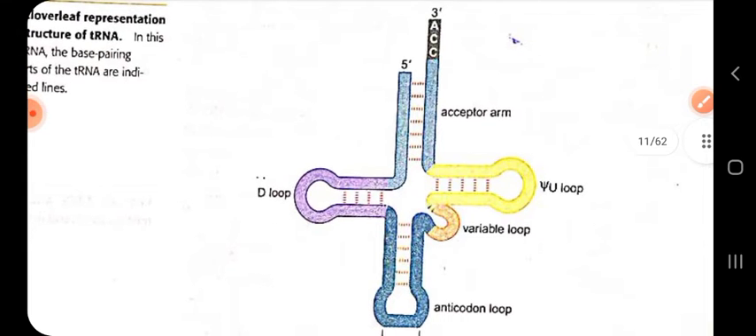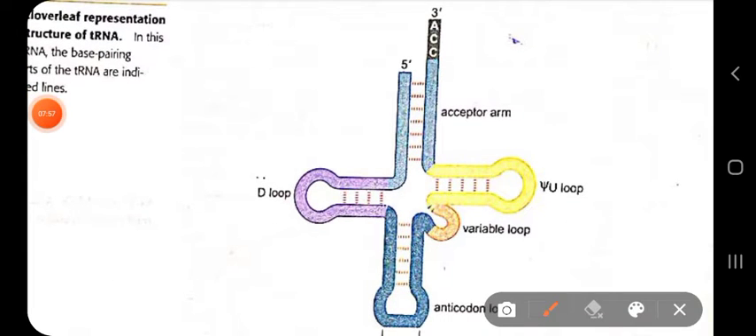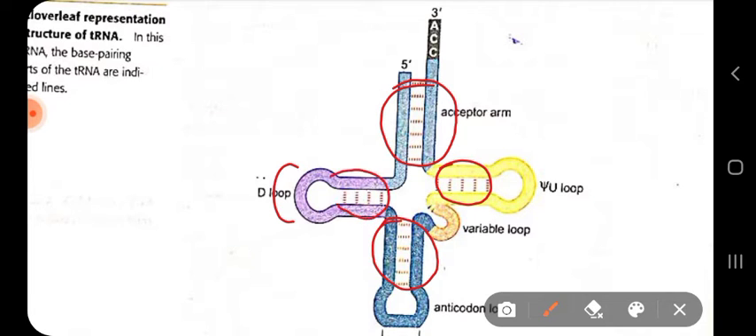So this was about the cloverleaf model of the tRNA. We can see the arms as well as the loops. Here only the acceptor arm has been mentioned. This arm is the T psi U arm, this is the anticodon arm, and this is the D arm. These arms are those regions where base pairing has been done for stabilization of the tRNA, and they have other roles as well.